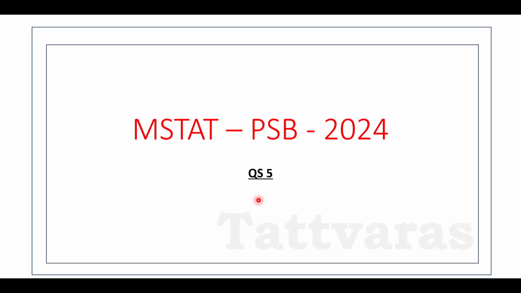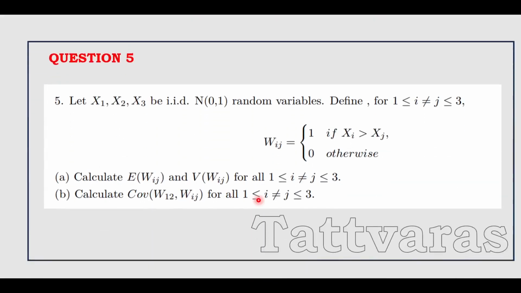So today we are going to discuss question number 5 from PSB 2024. The question says that we have three standard normal variables and they are IID, independent and identically distributed. Now we have this particular variable which is 1 for xi greater than xj, 0 otherwise. There are two parts to this problem. The first part is to calculate the expectation and variance for this variable, and the second part is to calculate the covariance of W12 with all other Wij where i is not equal to j.